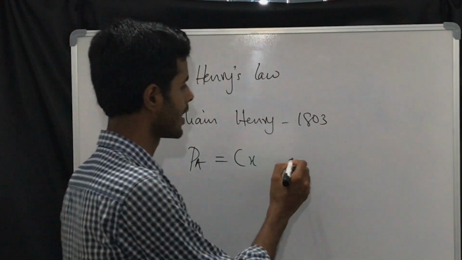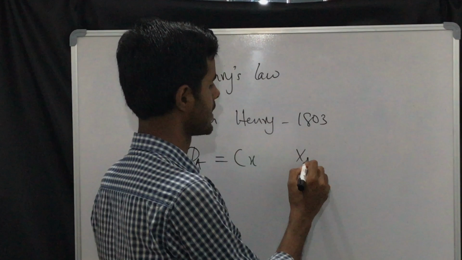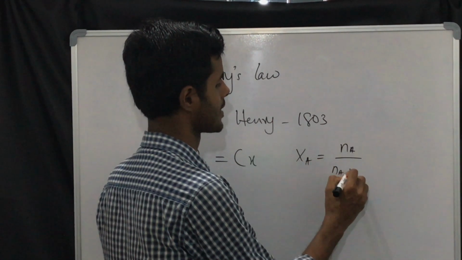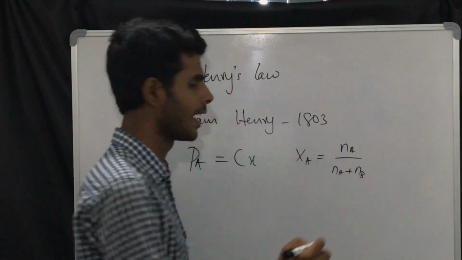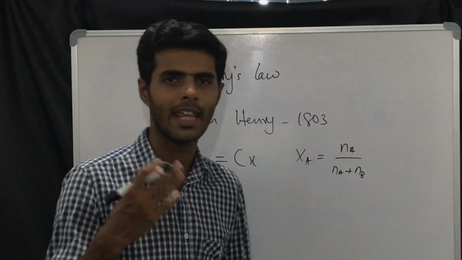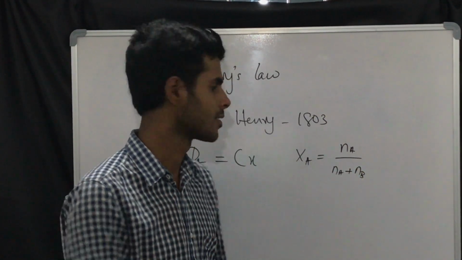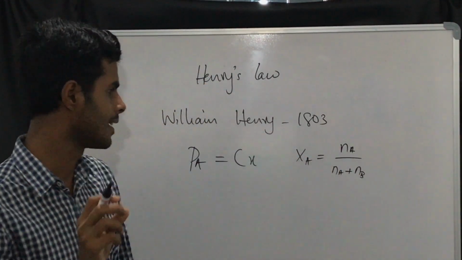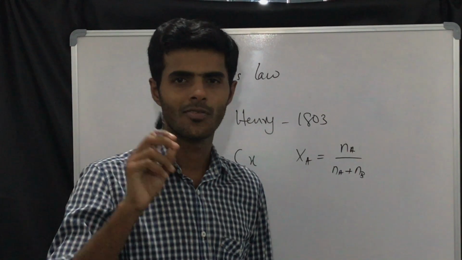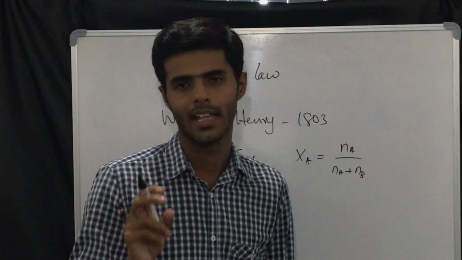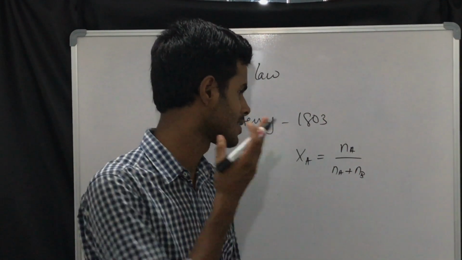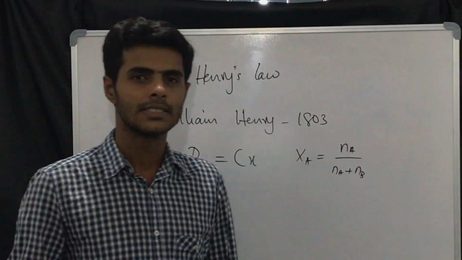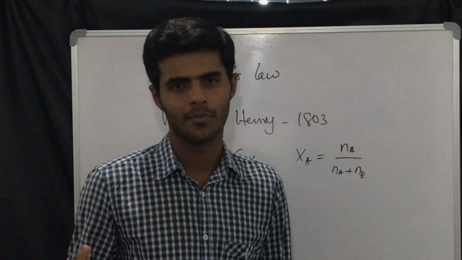We have already defined X_A = Na / (Na + Nb), where Na and Nb are the number of moles of A and B in the mixture. So the mole fraction of a component A is the number of moles of A divided by the number of moles of A plus the number of moles of B, which means the number of moles of A divided by the total number of moles. C is constant at constant temperature.